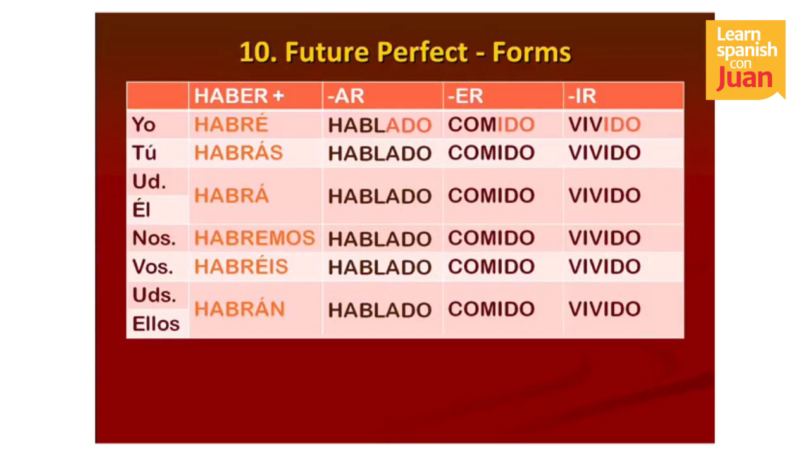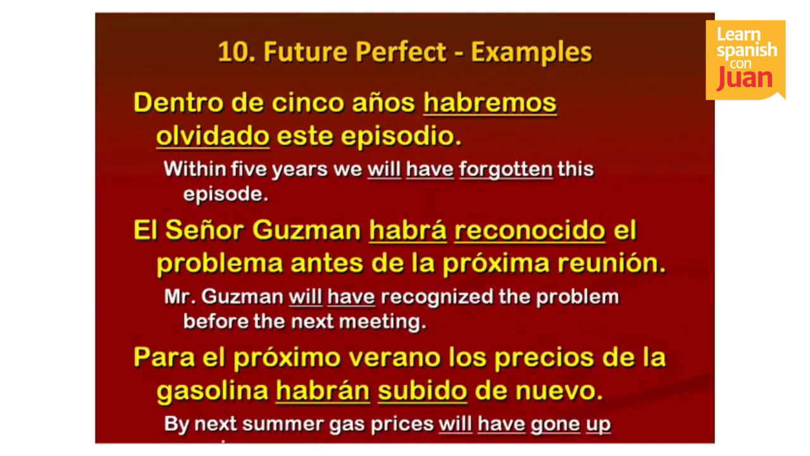So we have habré, habrás, habrá, habremos, habréis, and habrán. Okay? Take those irregular future auxiliary forms for haber and add our past participle, -ado, -ido forms. How about when do we use the future perfect?